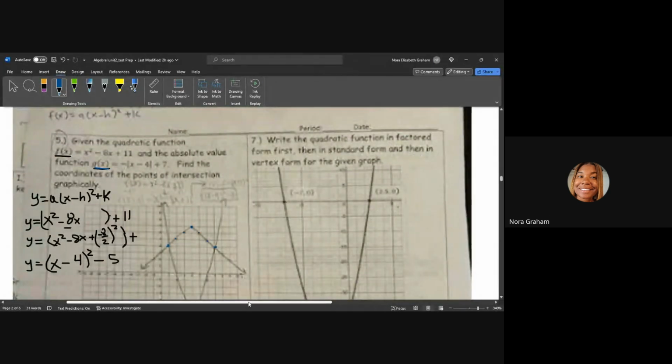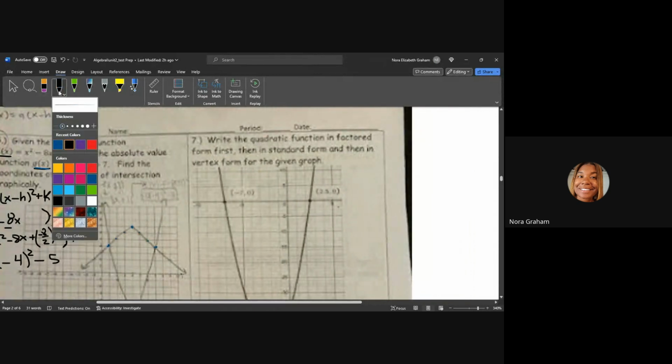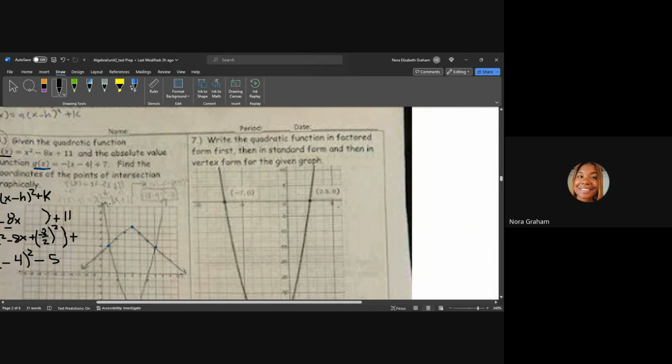This is our last one we're going to do. This is number 7. This one says to write the quadratic function in factored form first, then in standard form, and then in vertex form for the given graph.